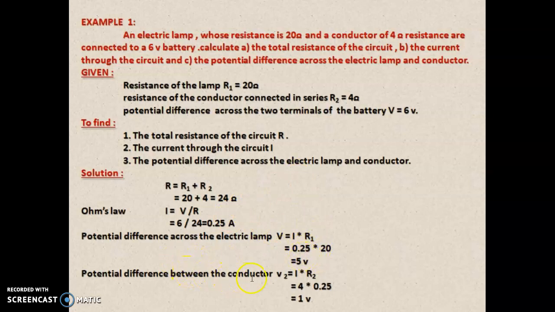Next, the potential difference across the conductor, that is V2, is equal to I into R2. I will be constant, so that is 0.25 into R2, the resistance of the conductor, that is 4. So 4 into 0.25 is equal to 1 volt. So we have found all three things. The total resistance is 24 ohms, the current through the circuit is 0.25 ampere, the potential difference across the electric lamp is 5 volt, and the potential difference across the conductor is 1 volt.